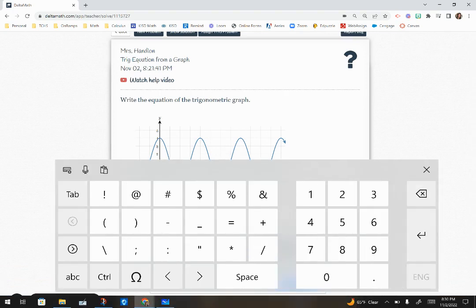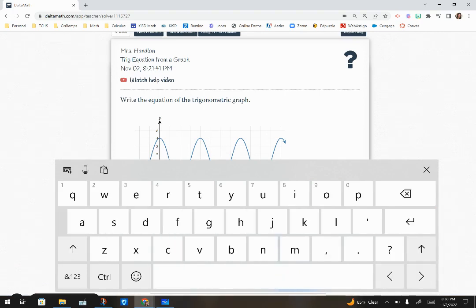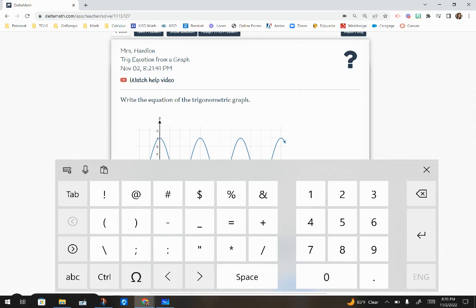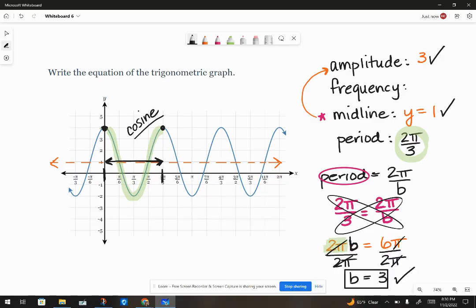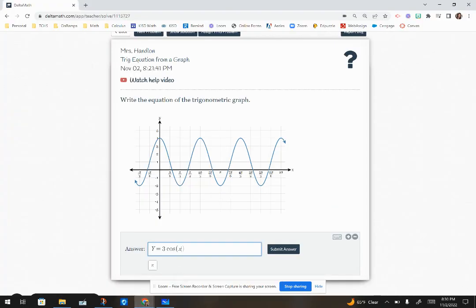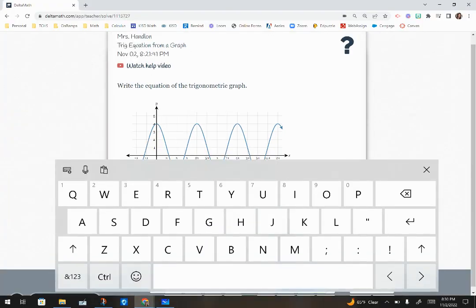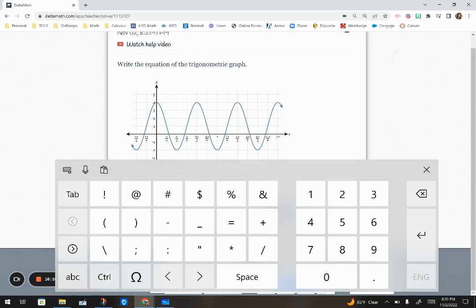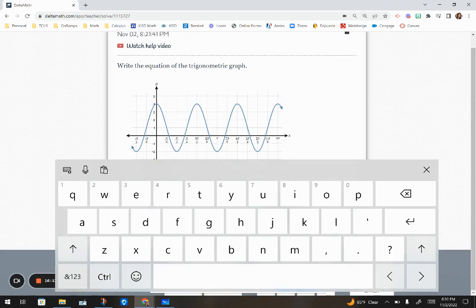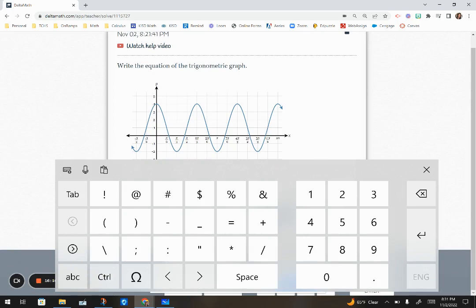Okay, 3. And then we know it was cosine. And we're going to type x for now, and we'll come back. No, actually, we already found out what B was. B was 3 as well. And so I'm going to go back here and type 3. Barely can see what it is. I think x. We're just going to go with it and see if I did it right. And then the value was a 1, so plus 1.